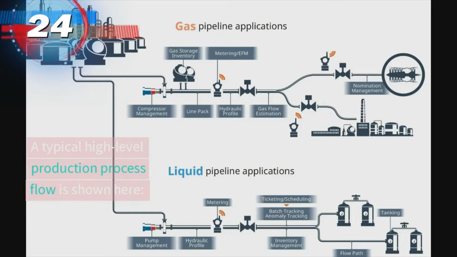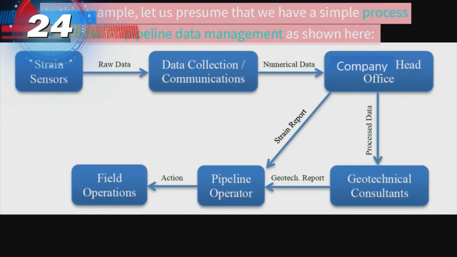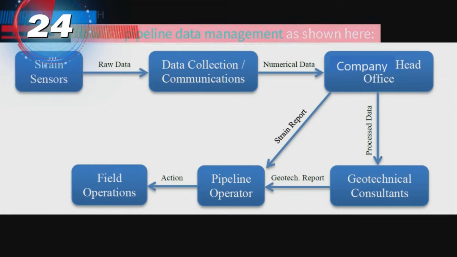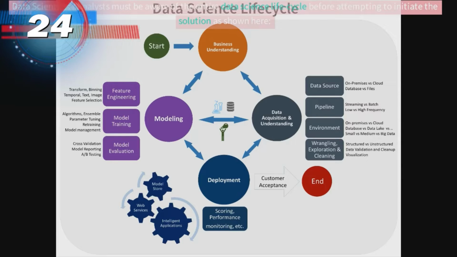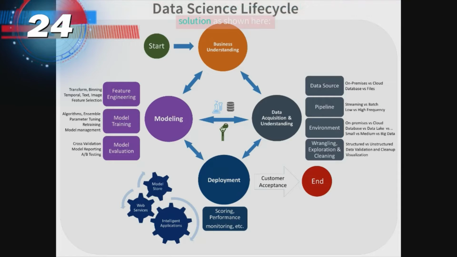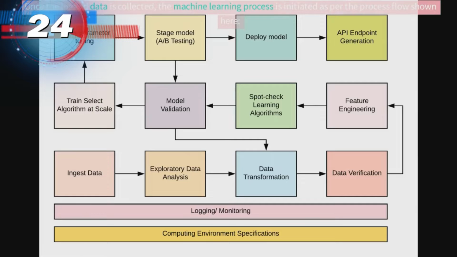A typical high-level production process flow is shown here. In this example, let us presume that we have a simple process flow for pipeline data management as shown here. Data scientists and analysts must be aware of the entire data science lifecycle before attempting to initiate the solution as shown here. Once the log data is collected, the machine learning process is initiated as per the process flow shown here.